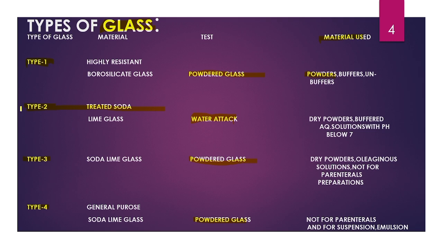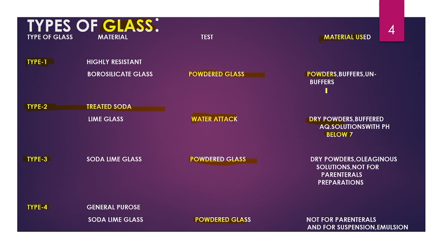Next, type 2. In type 2 glass, we use materials like dry powders and buffered aqueous solutions with pH below 7. The materials with pH below 7 are mostly used for packing in type 2.